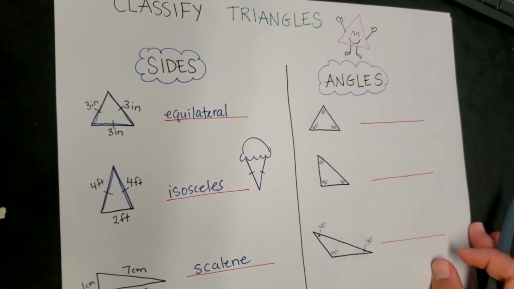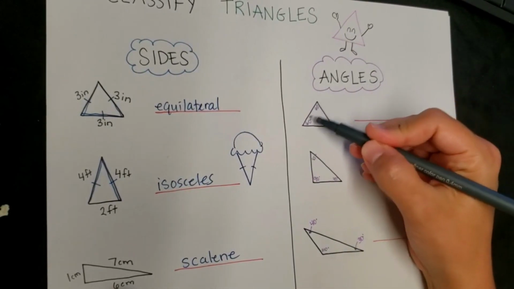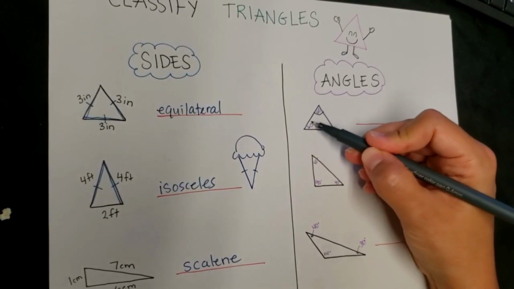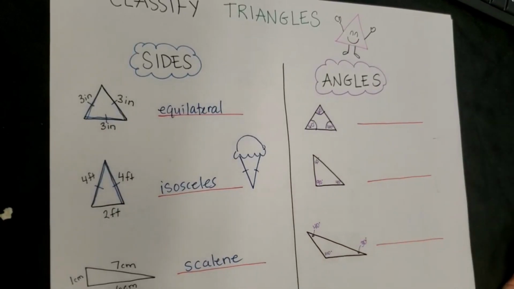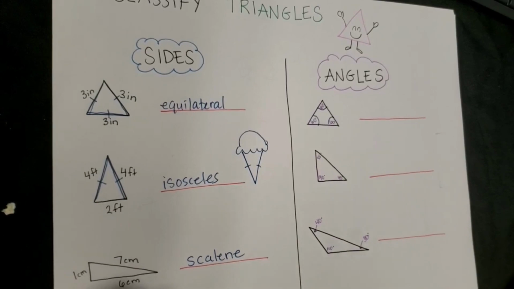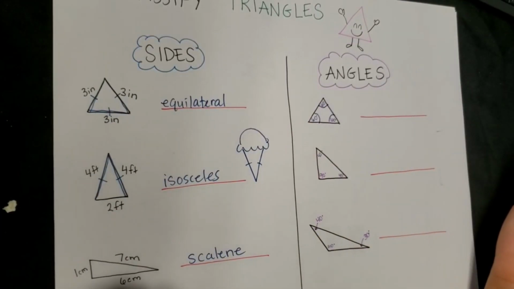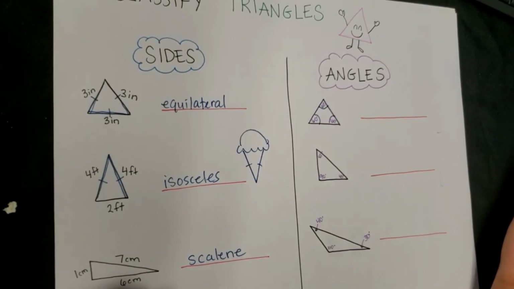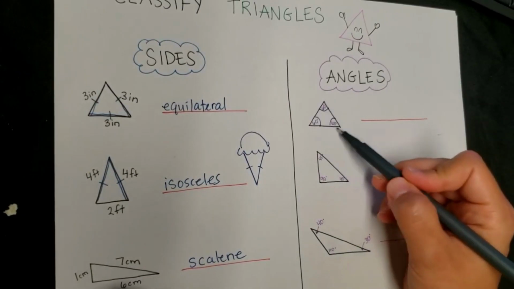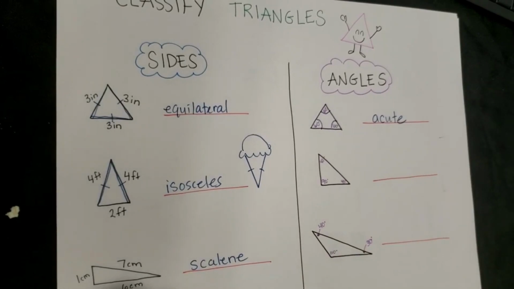If we look at classifying them based on their angles, this first triangle here, I'm not looking at sides this time. I'm only looking at the measurement of the angles. Each angle measures 60 degrees. I know that if it measures 60 degrees, those angles are all acute, because to be acute, it has to measure less than 90 degrees, and these are each 60. Because I have 3 acute angles, this is called an acute triangle.